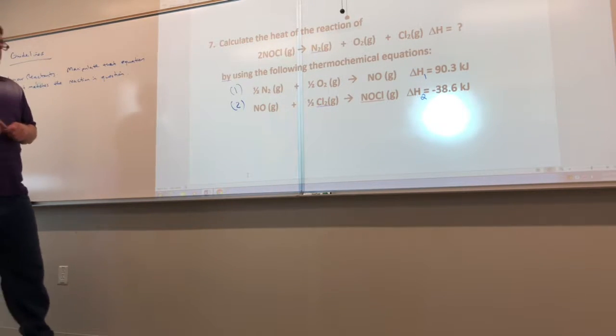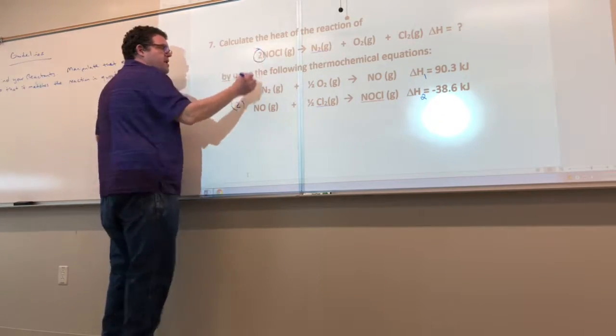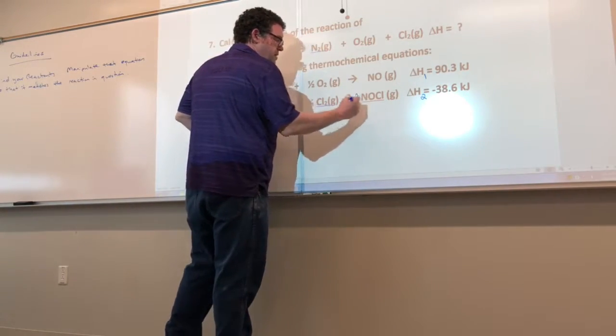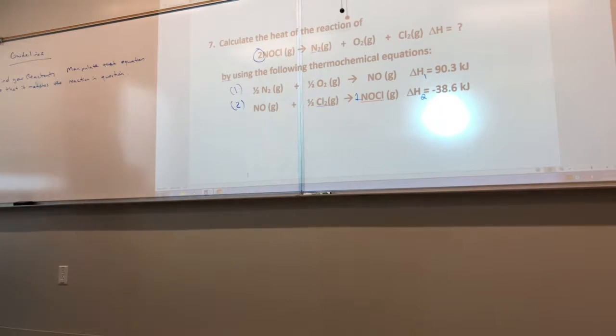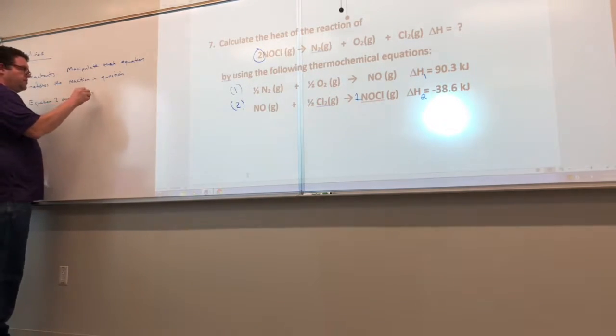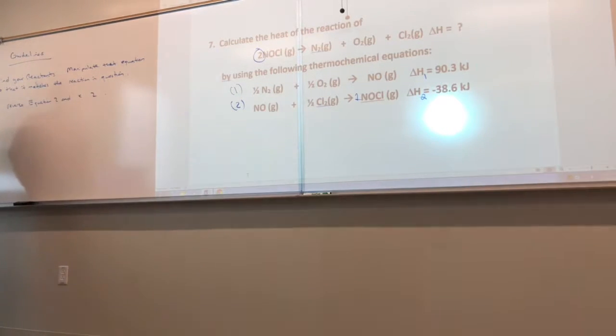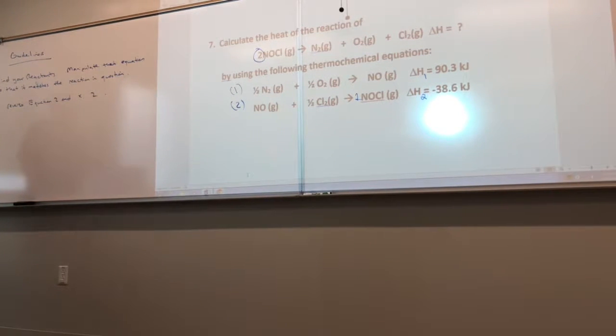No. So does everybody see that I have 2 of these and I only have 1 of these down here? Okay? So what do I need to do? Multiply by 2. Multiply it by 2 and reverse it. So that's what I'm going to do. I'm going to reverse equation 2 and multiply by 2.